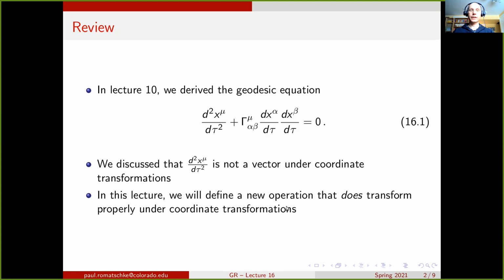So the point of introducing a covariant derivative is that we will use it as a new operation that repairs the property of not being a vector under general coordinate transformation. So we want to have an operation that generates vectors and other tensors under general coordinate transformations. So that's the point of the present lecture.